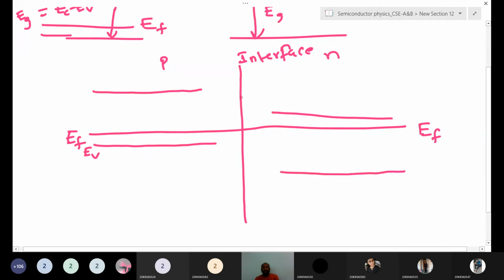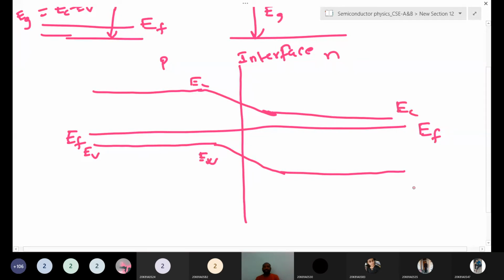We have drawn the interface and the Fermi level. After that we have drawn these levels. Then you join these levels, conduction band to conduction band and valence band to valence band. So we have connected this EC to EC and EV to EV. This is EV and this is also EV.